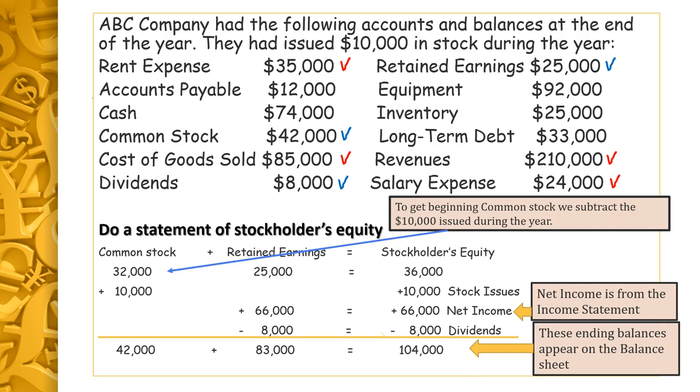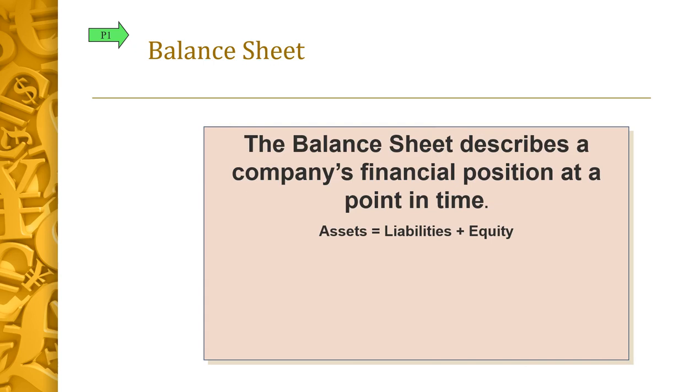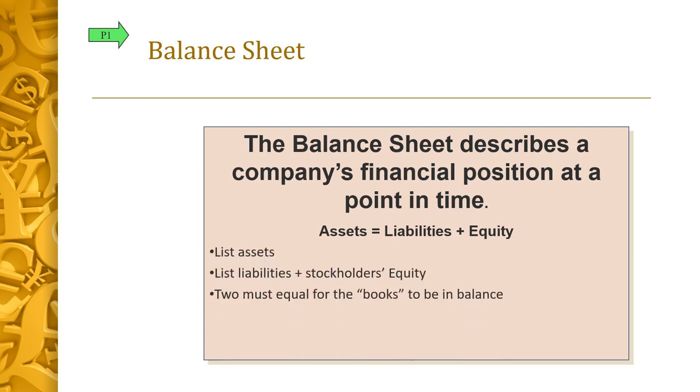Now we're going to go to the balance sheet. The balance sheet is going to list all of your assets, and then it's going to list your liabilities and equity, and these have to always equal. Otherwise, you've done something wrong. So let's go back to our example.